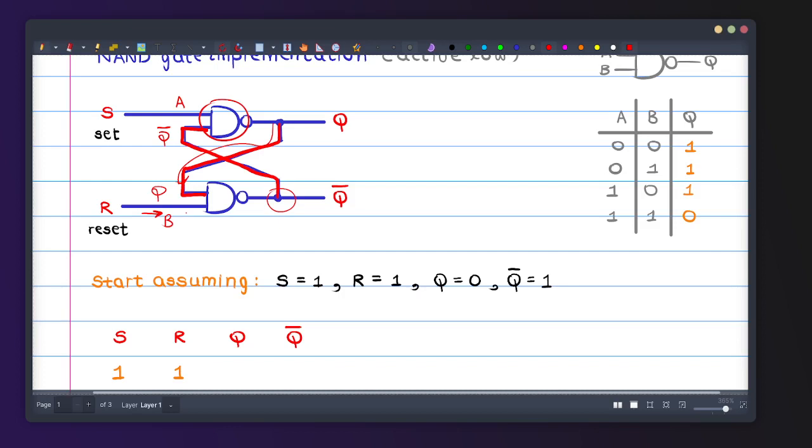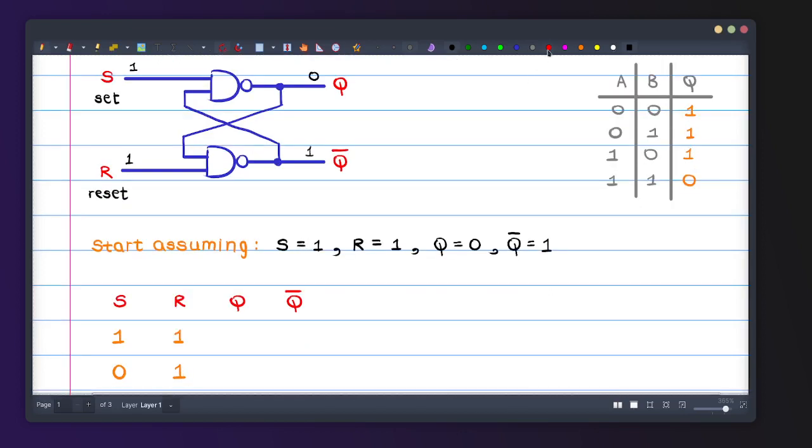Therefore, what we need to do is give this circuit a bunch of starting values. So what I'm doing is I'm giving the circuit a bunch of starting values, which are S1, R1, Q0 and Q complement 1. I'm setting S to 1, R to 1, Q to 0 and Q complement 1. This is a set of starting values I'm assuming to have given to the circuit at the beginning. Let's write them down in this truth table. When S is 1 and R is 1, Q is assumed to be 0 and Q complement is assumed to be the opposite of that, which is 1.